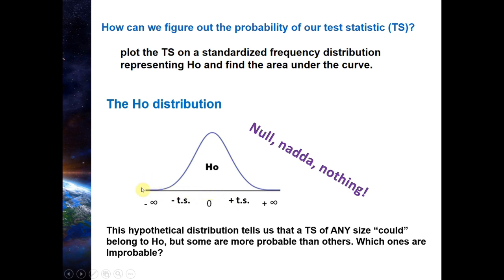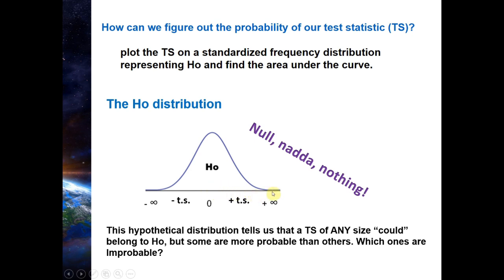So in theory, because this is all hypothetical, this distribution goes from negative infinity to positive infinity. If H0 could speak, it would be saying, look, you can get a test statistic, I don't care how big or how small, I don't care if it's negative or positive. You could get a test statistic of any size, and it's still reflecting null, nothing. It's still reflecting sampling error. All right. Now, if we get a test statistic right around 0, we would agree and say, hey, that's a high probability event. That probably is just sampling error.